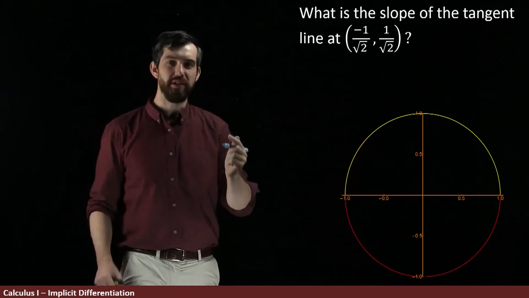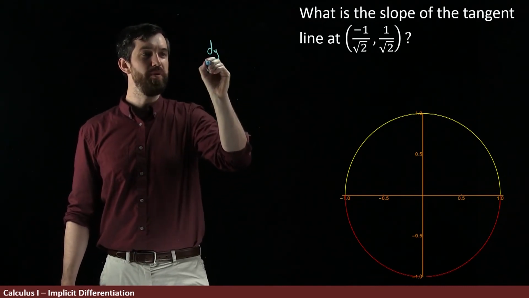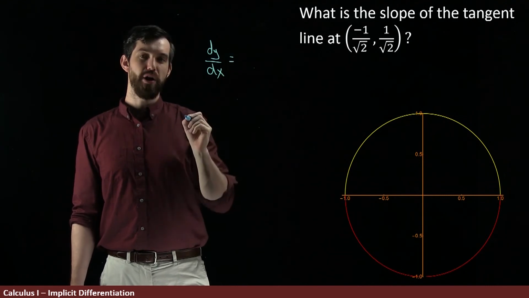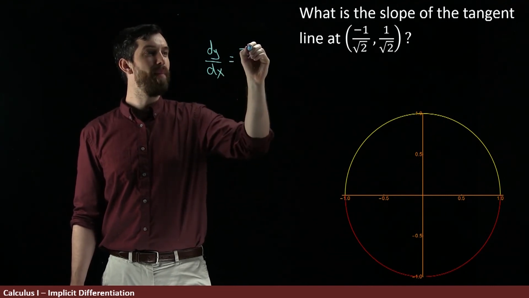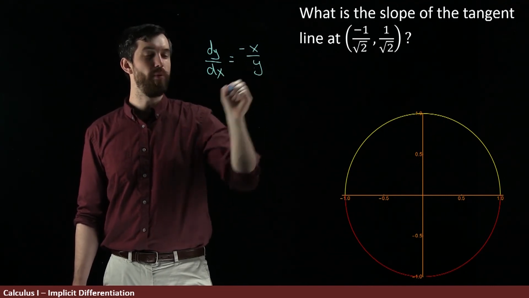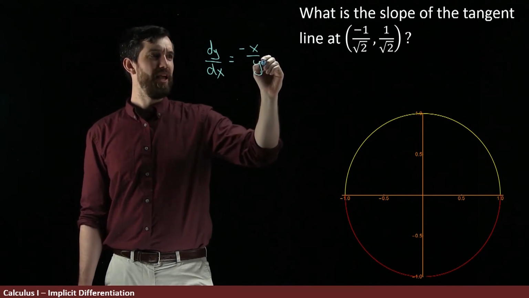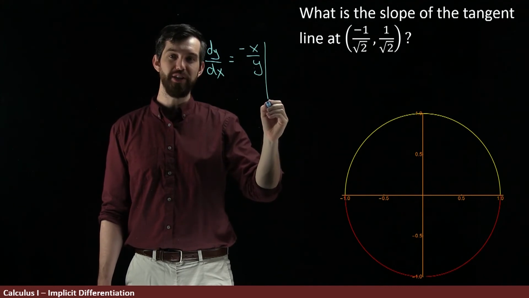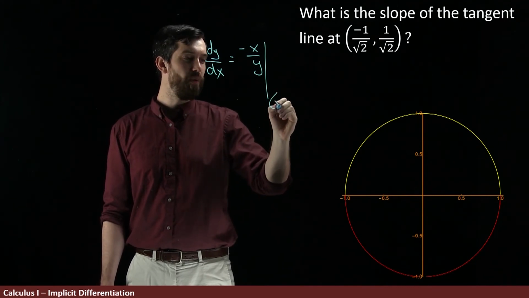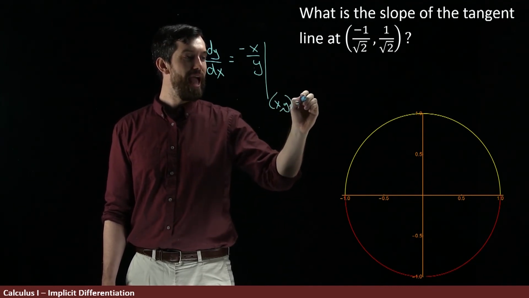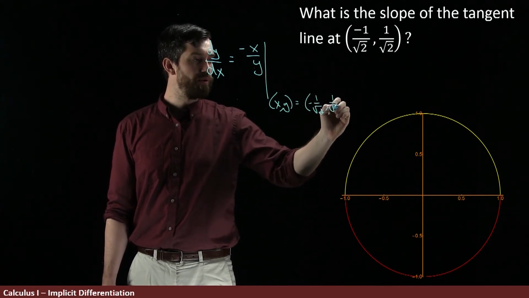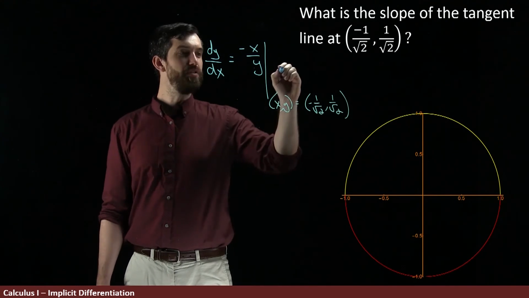So how do I figure this out? I know that the slope of the tangent line is given by the derivative, is given by dy/dx. And our formula for this was minus x divided by y. And then if I want to evaluate this, these big long vertical lines mean evaluation. If I want to evaluate this at the pair (x, y) equal to minus 1 over root 2, 1 over root 2, well, we could do that computation.